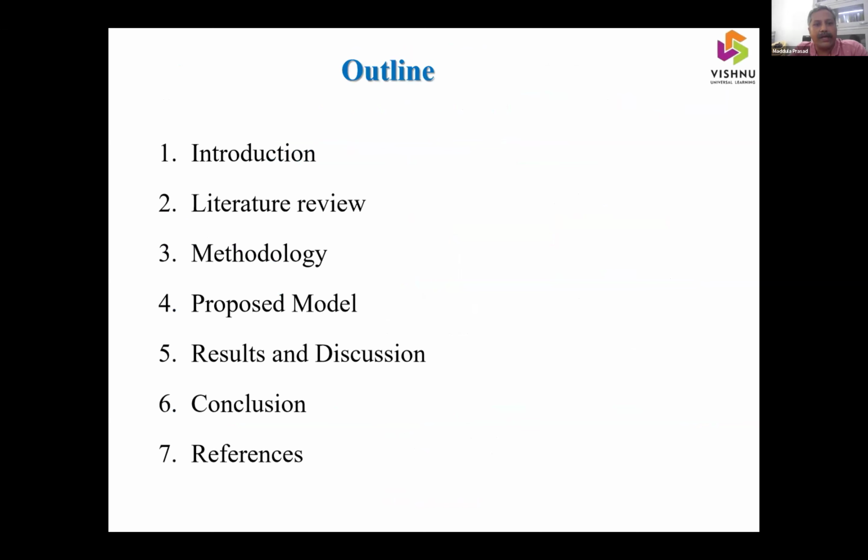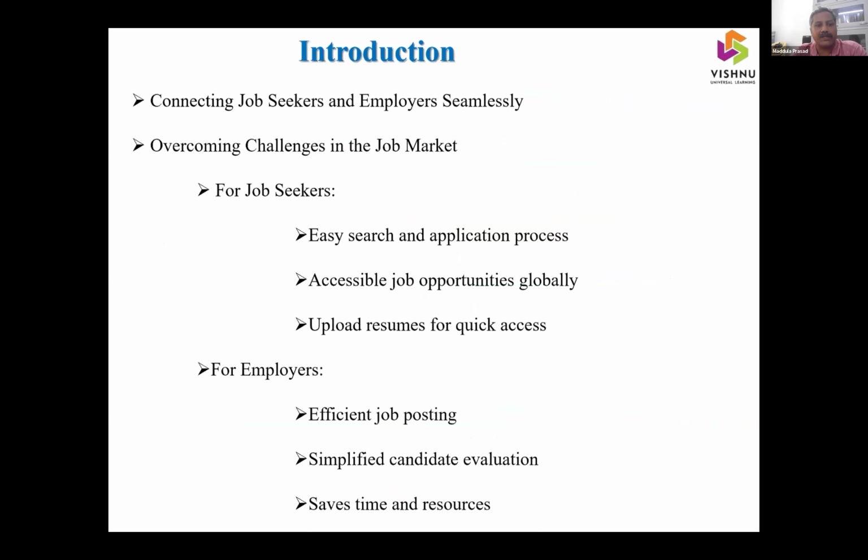So this is the outline: introduction, literature survey, methodology, proposed model, results and conclusion, and references. So why a job recommendation system, simply we can call it a job mapper. Job mappers are not new for us. For the past two or three decades they have been there, but a lot of improvements have been made in these job recommendation portals. Most of the job mappers are web portals only. Basically, they connect the job seekers and employers.